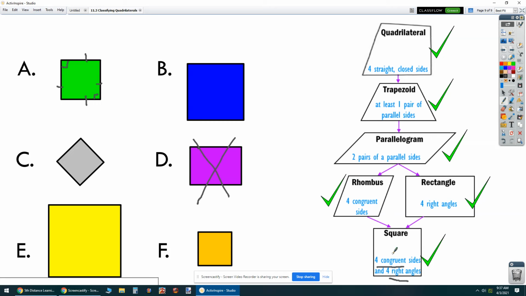Okay, so that's a little bit about classifying quadrilaterals. Remember, if you find an item, find its most specific name, it's that shape and it's everything above it in our chart. So I hope that helps you classify quadrilateral types.